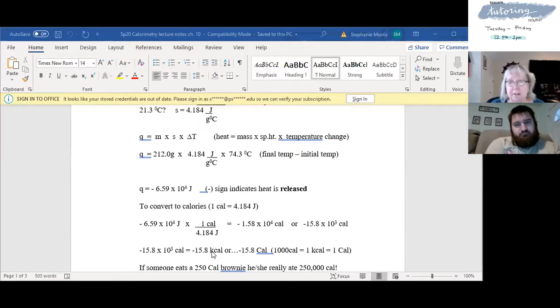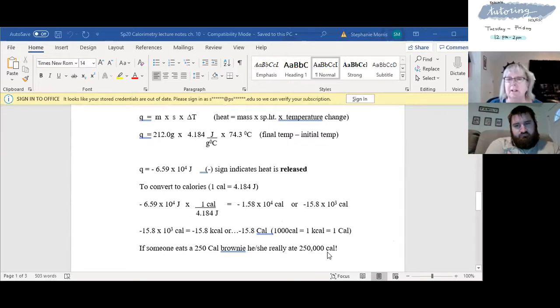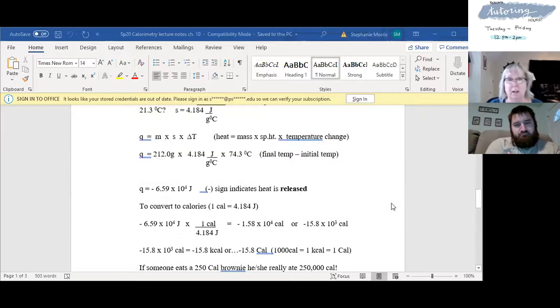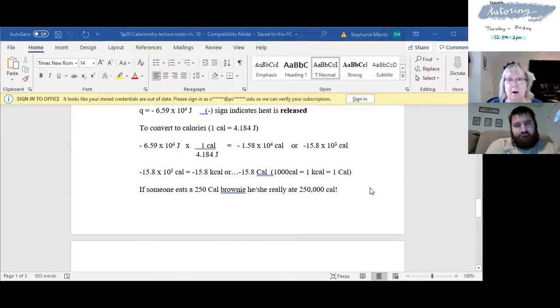Fun fact for the day, a kilocalorie is a capital CAL. And so when you read nutrition or food labels, like a chocolate chip cookie might have 250 calories, it's actually capital CAL. So it's really 250,000 little CAL calories. They do that as a space saver mainly. Okay, so that's a straight plug and chug kind of calorimetry problem.